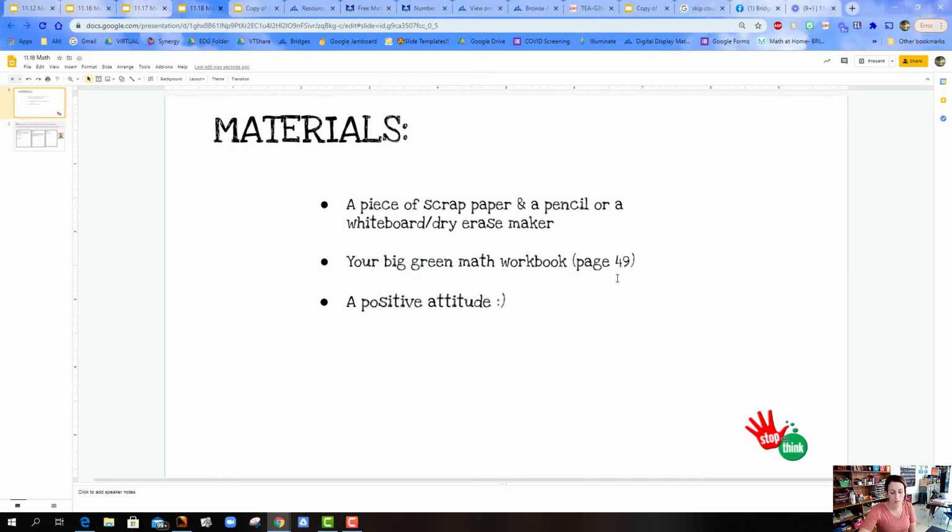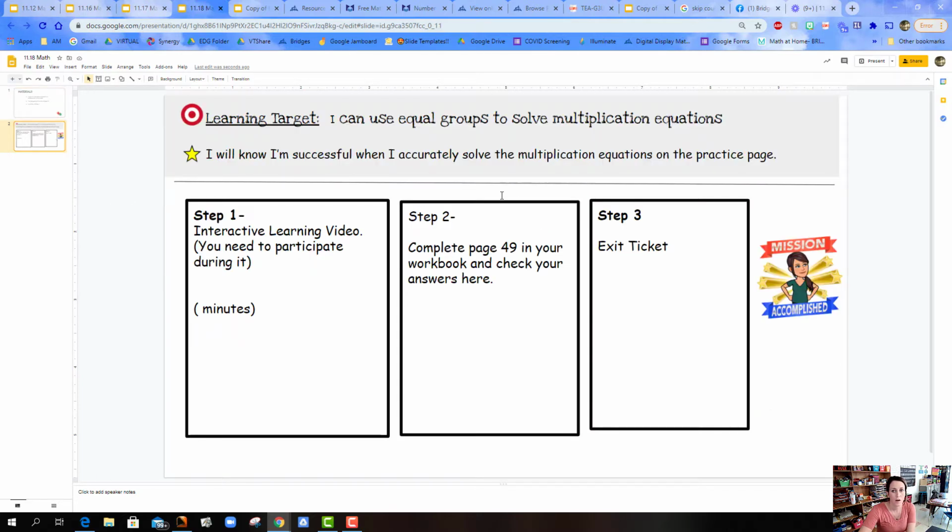Everybody, welcome to math. Today what you're going to need is a piece of scrap paper and a pencil or a whiteboard and dry erase marker for your work during our interactive lesson, and then your big green math workbook for when we're all done. Pause the video if you need to go get those materials.